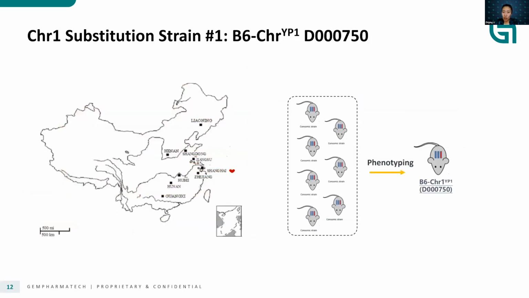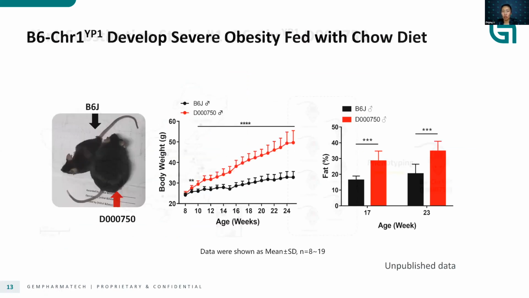So here again, this is the number 1 chromosome 1 consomic strain I'm going to introduce to you today. It is called the B6 chromosome 1 YP1. So apologize, there is a typo in here. It should be chromosome 1 YP1. So YP represents the region where this particular wild mouse, the source of the chromosome 1, is coming from. And it has a strain number of D000750. So this mouse is interesting to us in the following ways. I'm going to show you the data.